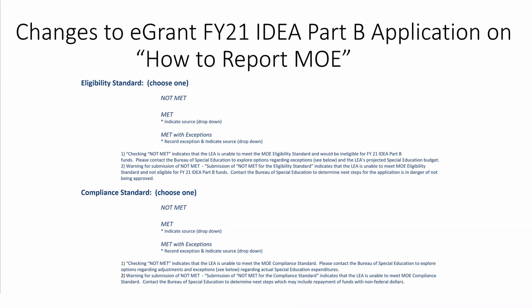Now, there is a warning that will come up because you can submit the application with not met. But checking not met indicates that the LEA is unable to meet the MOE eligibility standard and would be ineligible for the FY21 IDEA Part B funds. And we tell you to contact the Bureau of Special Education to explore options regarding exceptions and your projected special education budget. Once again, if you click not met, all 4 methods, you are unable to meet the eligibility standard for MOE, you will not get the grant award.